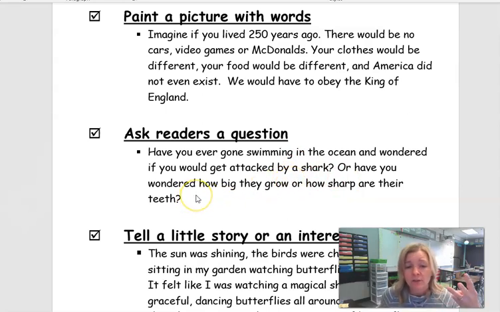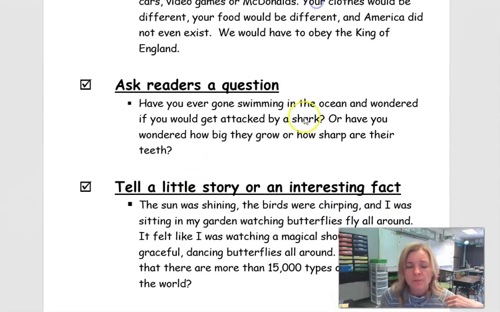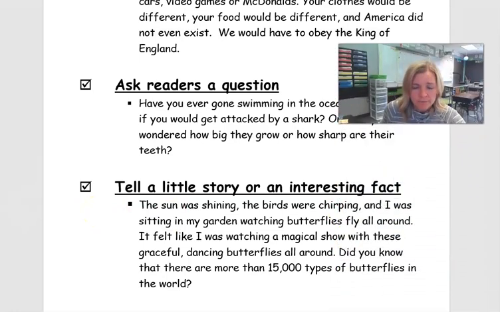Our third option for writing an introduction is by telling a little story. Okay. So whatever your topic is, you can make up a little story or add some interesting facts. So for this introduction, I did both. I made up this story and then I put some interesting facts to hook my reader.